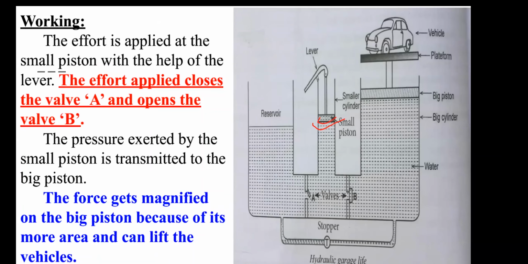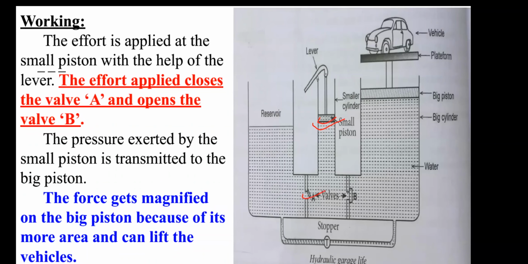When we apply force on this lever, the piston moves inward, and by this pressure is created on the small piston, right? The force applied on the small piston creates pressure, and that pressure transmits. Due to which valve A gets closed.